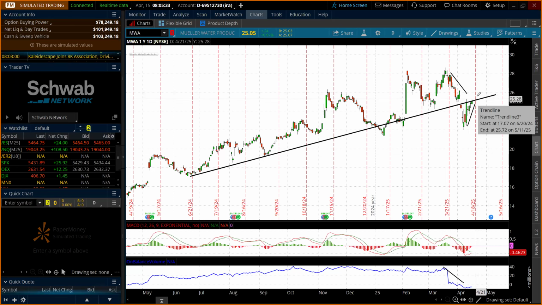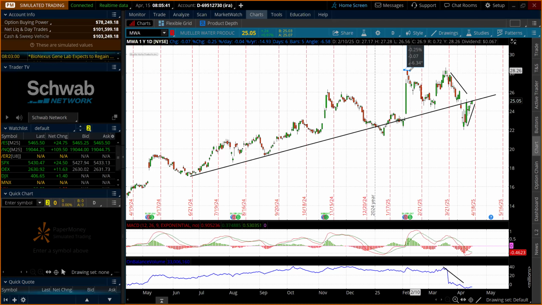If we have a big run past this resistance line, we do have a high here, and we have a higher high here, and we have successive higher highs all the way up. So overall, it's a bullish stock. I think when the tariff issues get resolved, maybe this one heads higher. Right now, I would wait just a little bit.